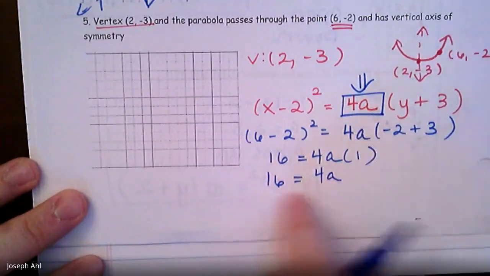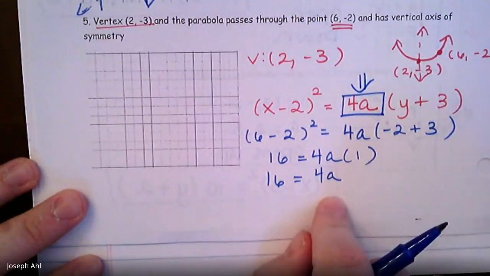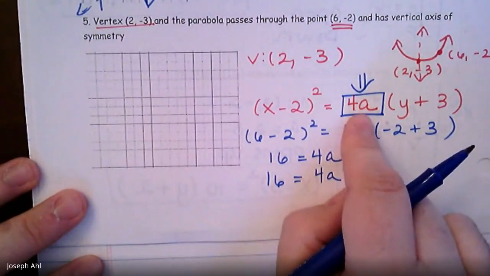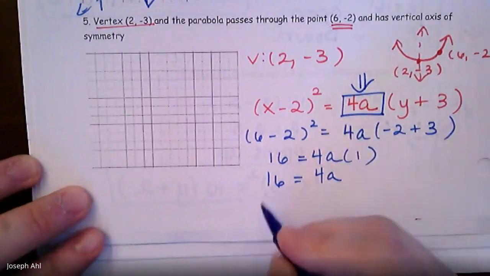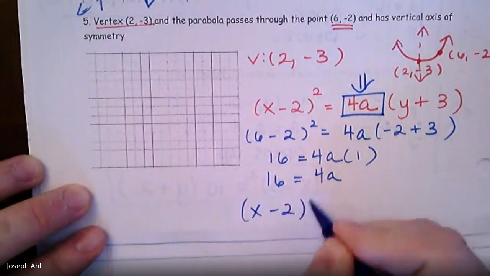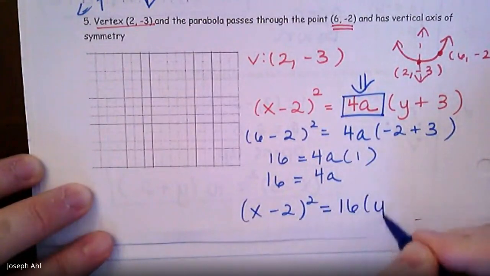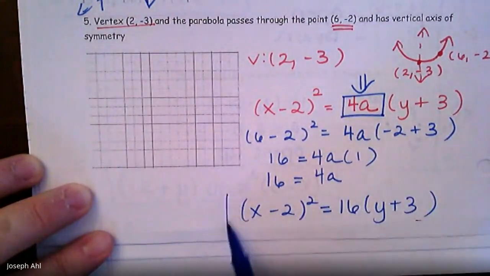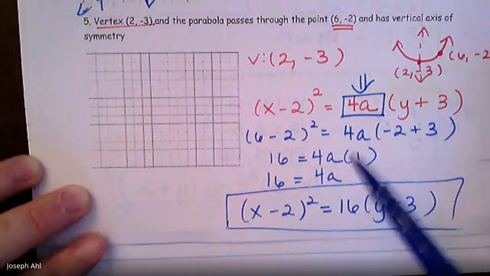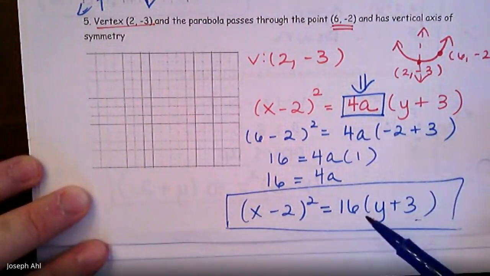So if I divide the 4 out in this step and I get a equals 4, that's fine. But when I come back up here, I'm just going to have to multiply by the 4 again. So I'm going to write the equation as (x - 2) squared equals 16 times (y + 3). Okay. I hope it makes sense when we go through it in this example.